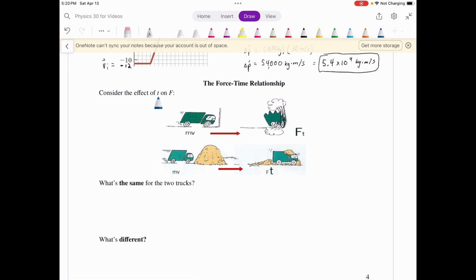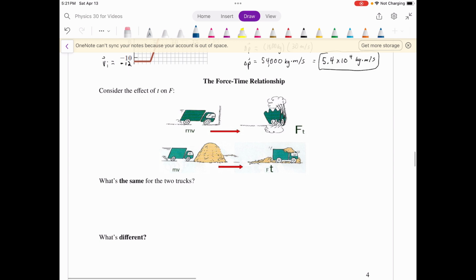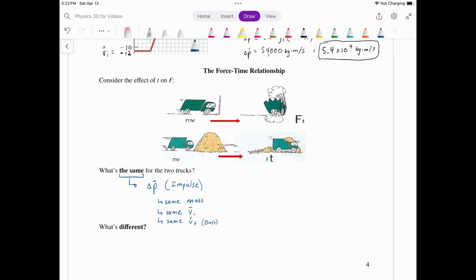Consider the effect of the stopping time, or the change in impulse time, on the force that's required. Here we have two trucks. Both are traveling at the same speed initially, and both end up stopped. So they go through the same change in velocity, they have the same mass, so they experience the same impulse, right? So what's the same for the two trucks? Their change in momentum, right?